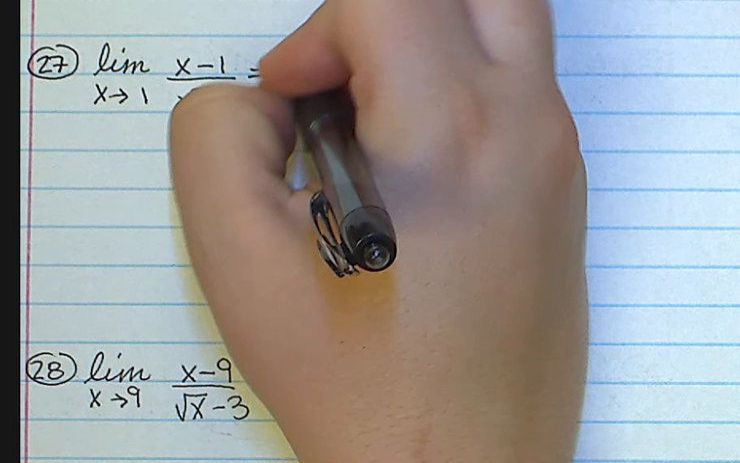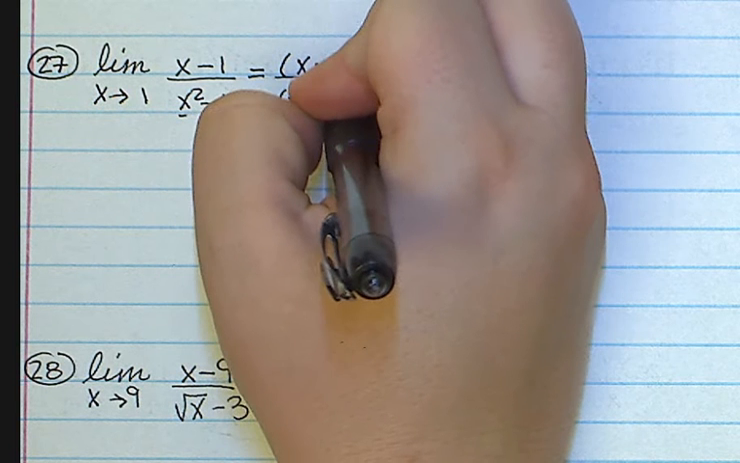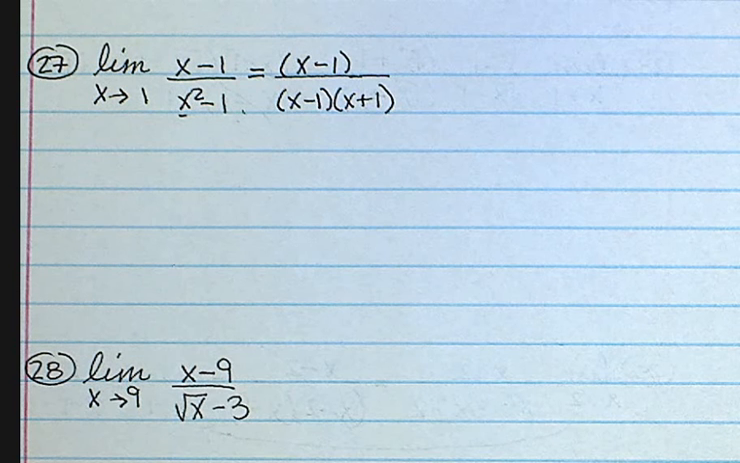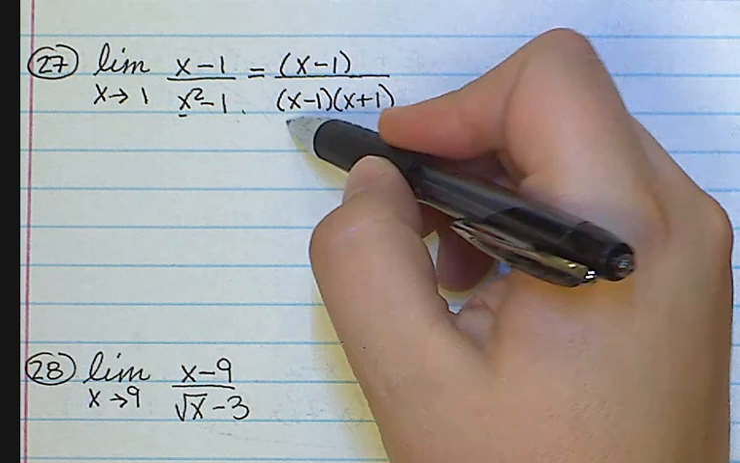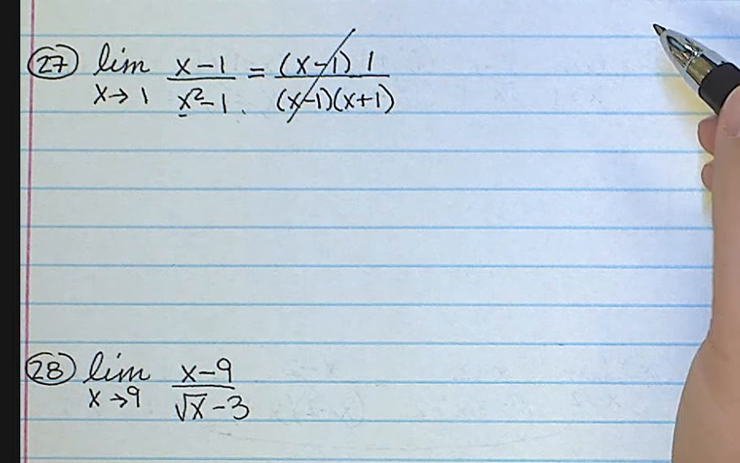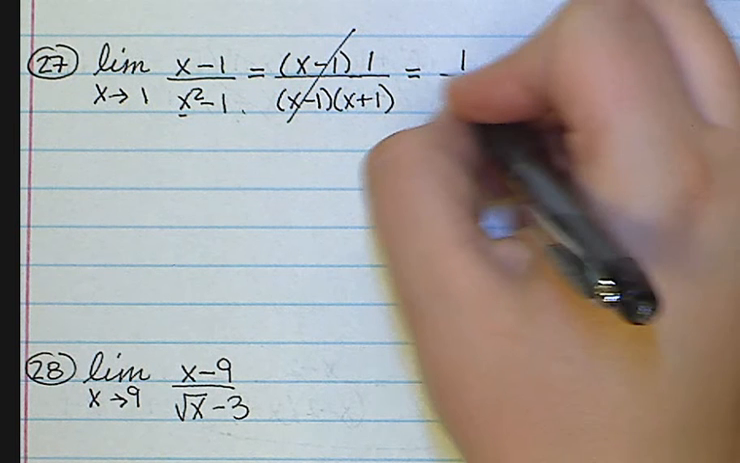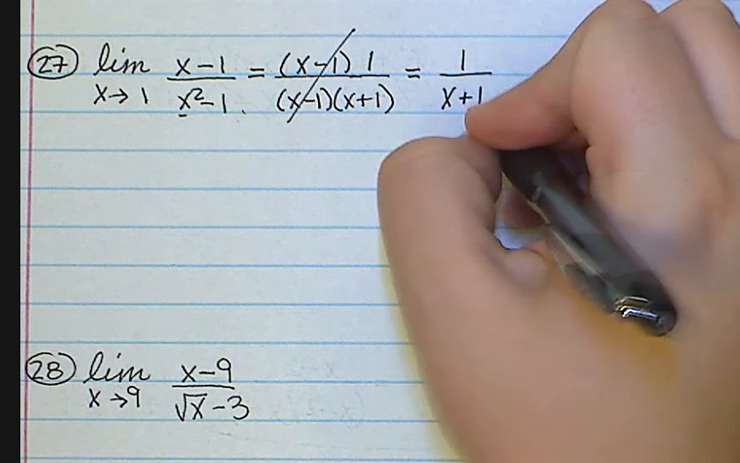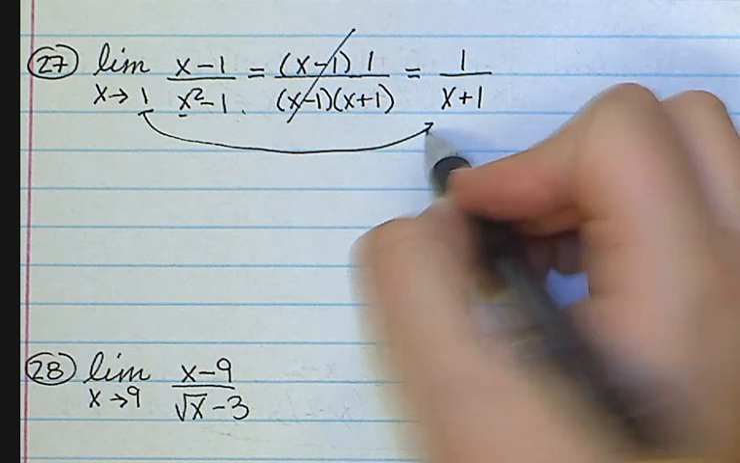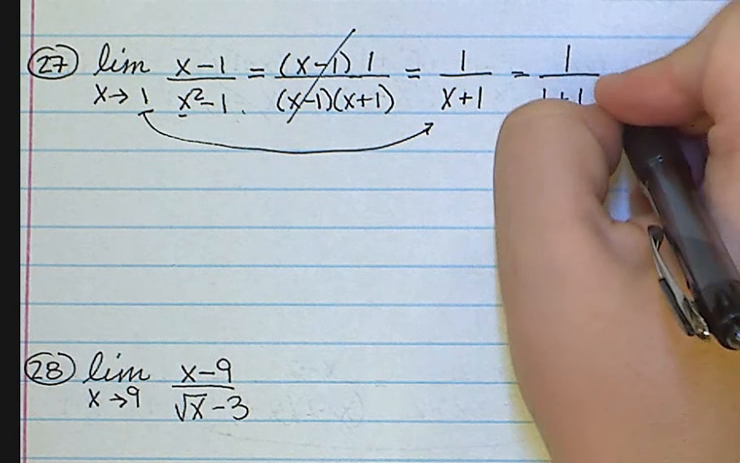So I have x minus 1 over x minus 1, x plus 1. I have x minus 1 on top and bottom, so I cancel. I put a 1 in the numerator as a placeholder to make sure my x plus 1 stays down on the bottom. So I have 1 over x plus 1. I want x to equal 1, so I bring it on over. I have 1 over 1 plus 1, or 1 over 2.